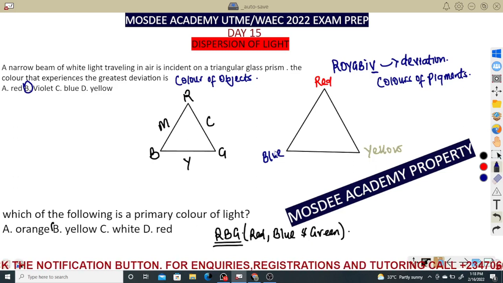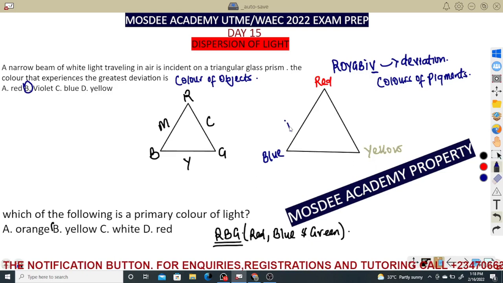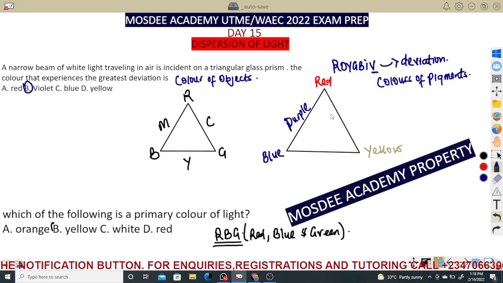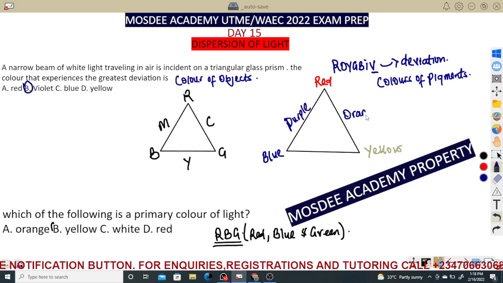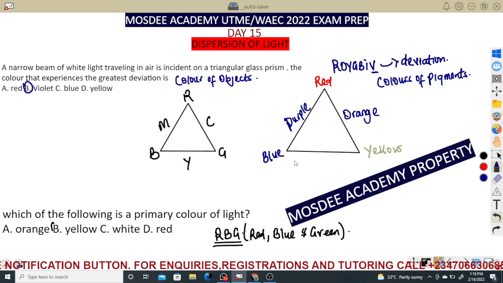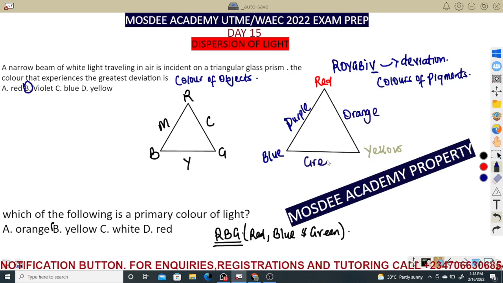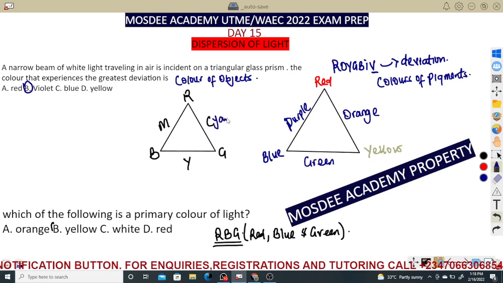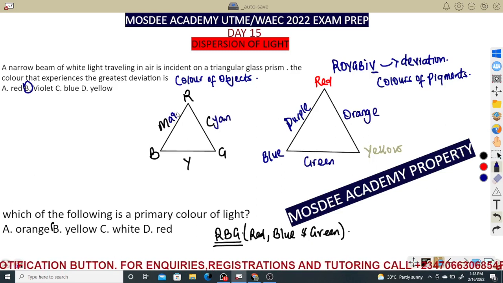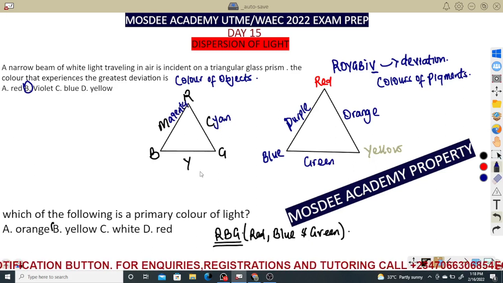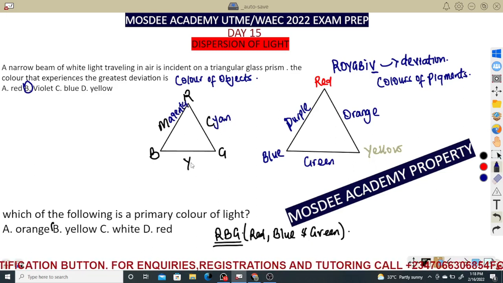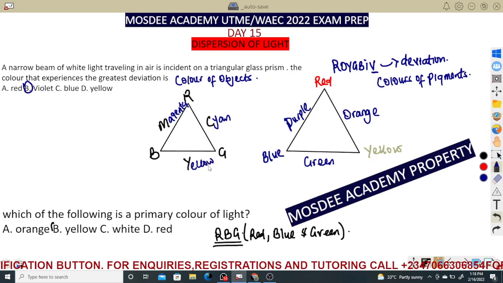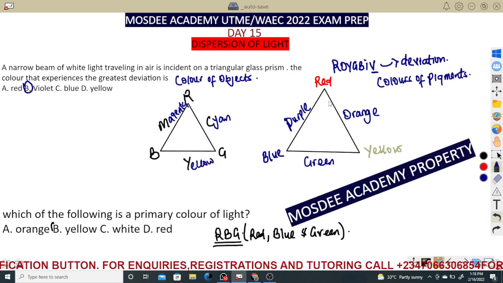Now, red plus blue is purple. For filter, you know what for filter? Red plus blue is purple. Red plus yellow is orange, and blue plus yellow is green. Remember this one, cyan and magenta. Then blue plus green is cyan. So you have to memorize this because it's important in some cases.